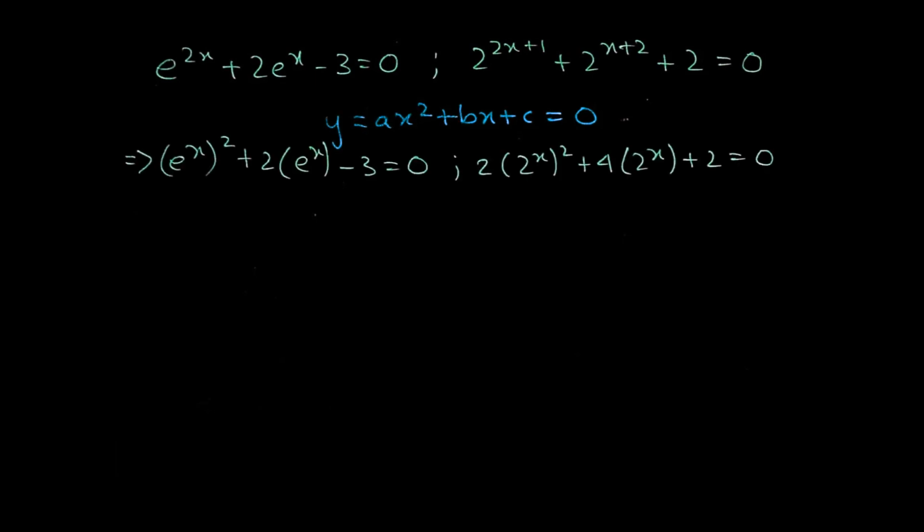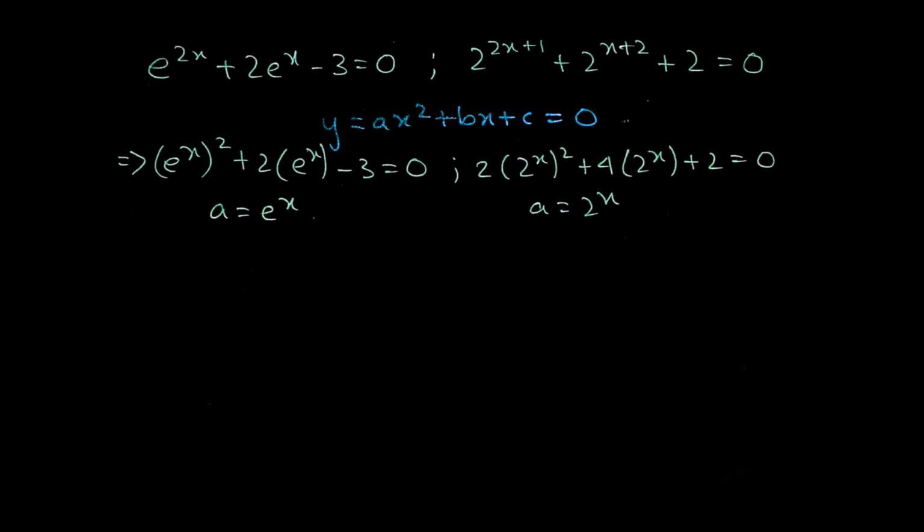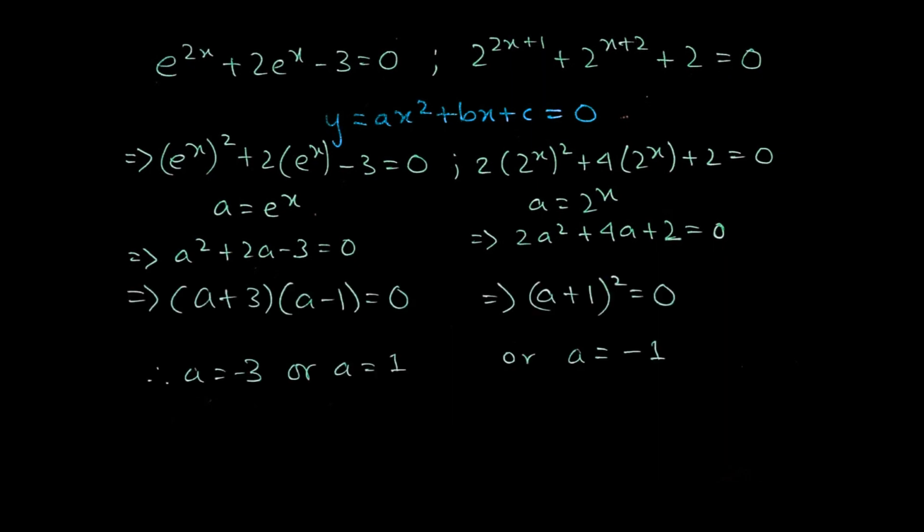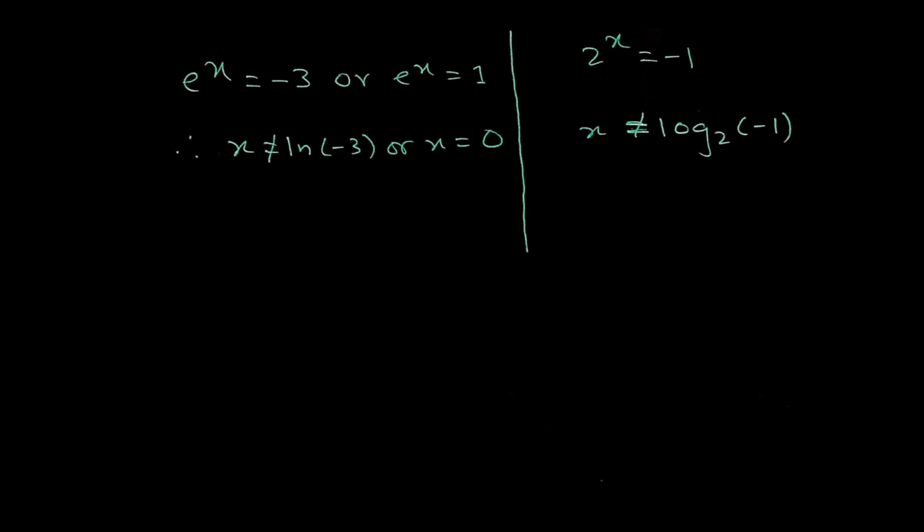Expressing the equations in the quadratic form gives us the equations (e to the power x) whole squared plus 2 into e to the power x minus 3 is equal to 0, and for the other equation, 2 into (2 to the power x) whole squared plus 4 into 2 to the power x plus 2 is equal to 0. Now we can substitute e to the power x and 2 to the power x with another variable such as a, and then find the solutions of a. After finding the solutions of a, we will replace a with the original variables and thus find the solutions of our equation. That was all for quadratics.